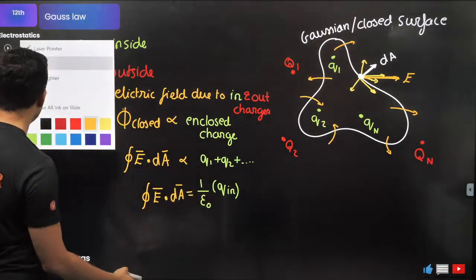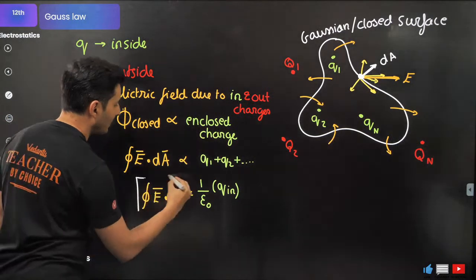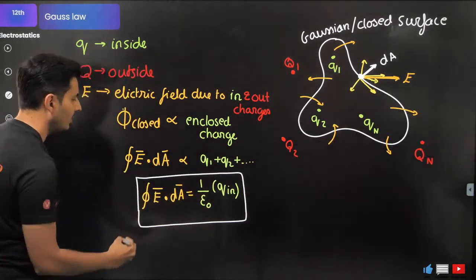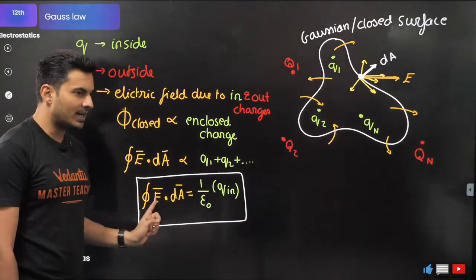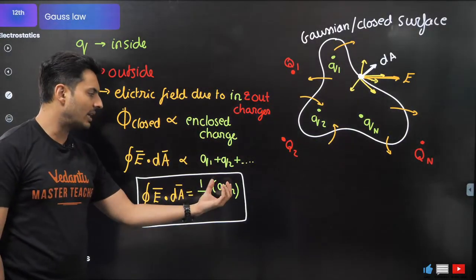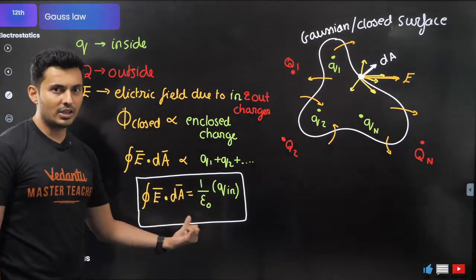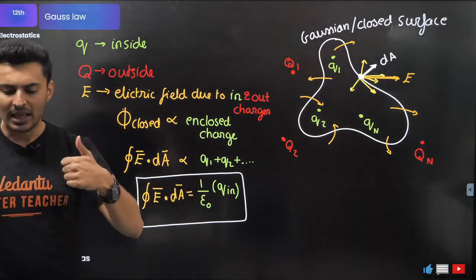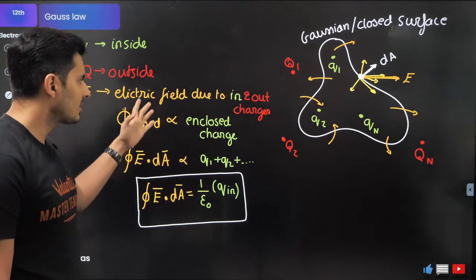This is the proof, or you can say the manner in which Gauss's law can be framed. The complete closed surface integral of electric field dot area vector is 1 by epsilon naught times Qn. The constant of proportionality is 1 by epsilon naught. Everybody clear till this point? This is your Gauss's law.